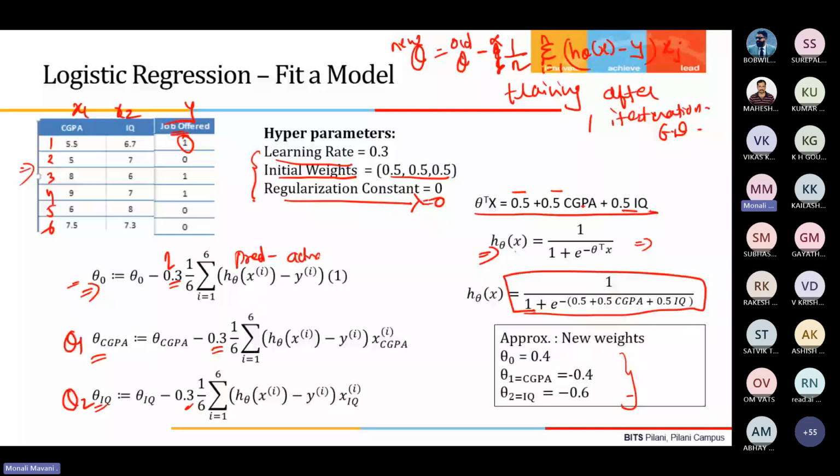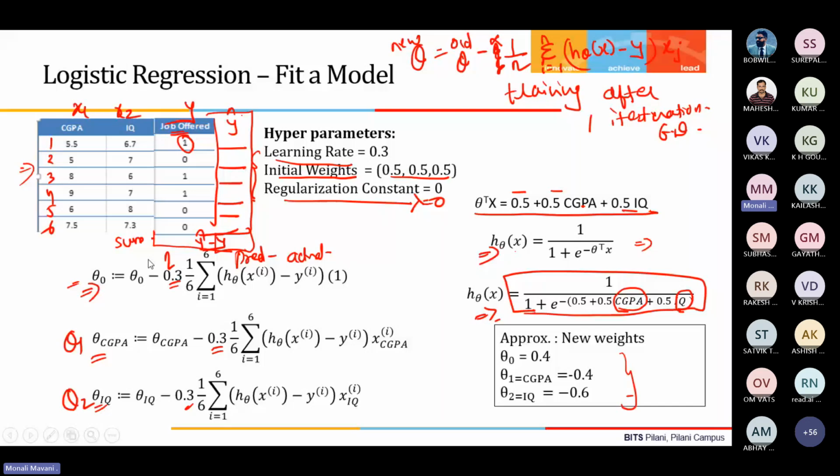For your practice, you can make an Excel sheet and calculate for every example. First, what is the prediction y hat, using this equation, where you substitute individual values of CGPA and IQ. So write the equation in the Excel sheet. You'll get y hat, and then you have to sum all the differences, y hat minus y.